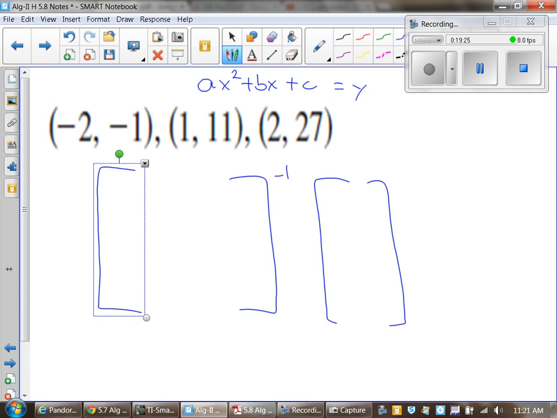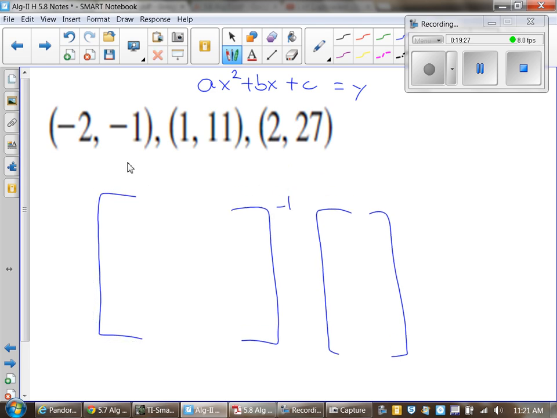This first column was all the coefficients for x squared, right? What's negative 2 squared? What's 1 squared? What's 2 squared? So this column is always the x squared column. This column is always the x column. What's your x value? And this column was always the C. And what is C? 1. What are your Y columns then?